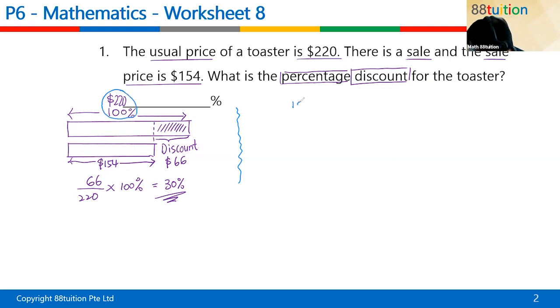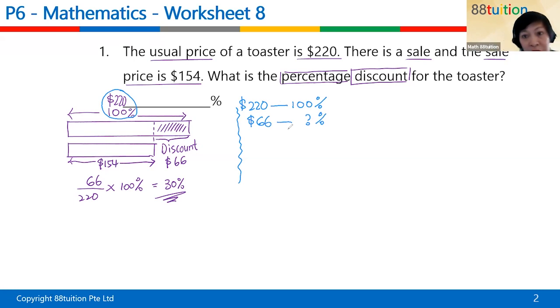100%. Okay, so what do we write here? 100%. What does 100% give you? $220. Okay, in the form of dollars, it is 100%. Now, for $66, how many percent will it be? Now, I call this overhead bridge because I have this so-called... oh dear, so sorry. You hold on. I clear all this first.